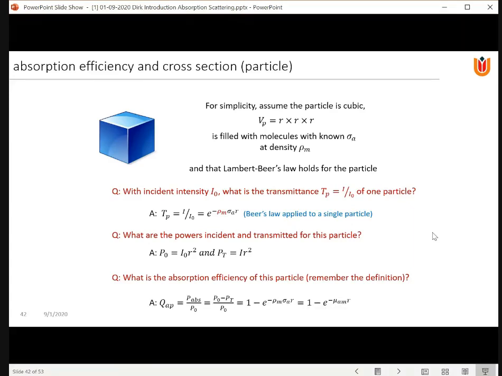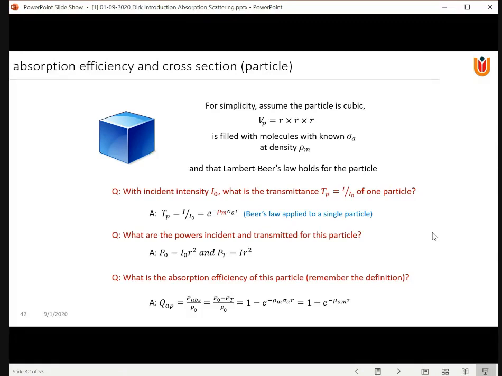So we can write the absorption efficiency as the ratio of absorbed power over incident power, and the absorbed power equals the difference between what's incident and what is transmitted. So we can write the absorbed power as P0 minus transmitted power PT. Yeah, exactly. And then rework that a little bit.